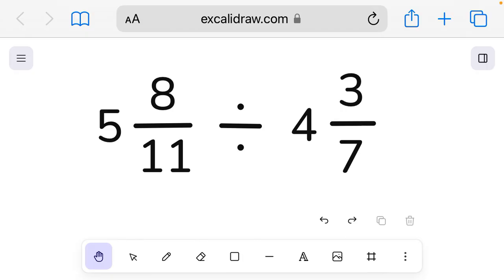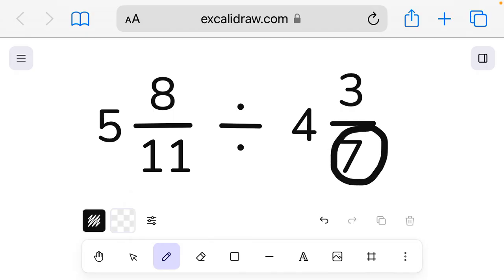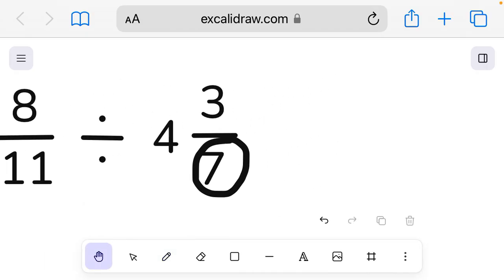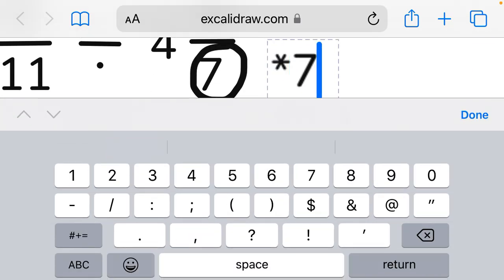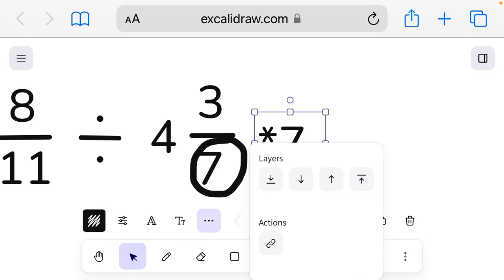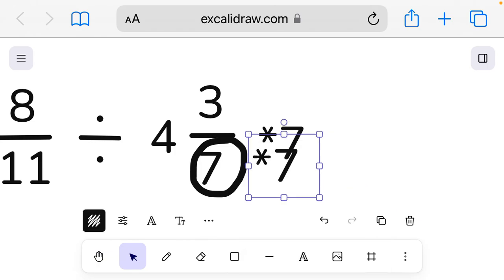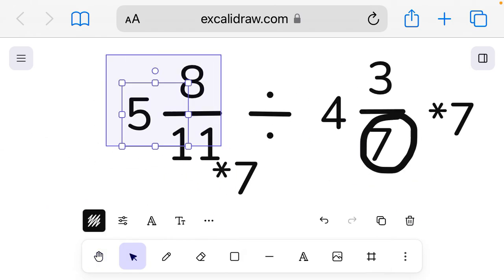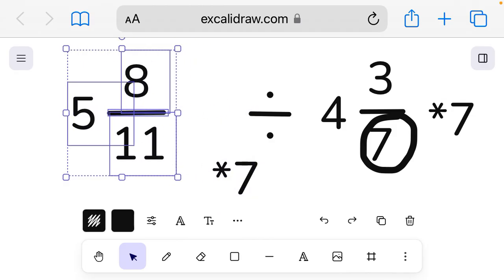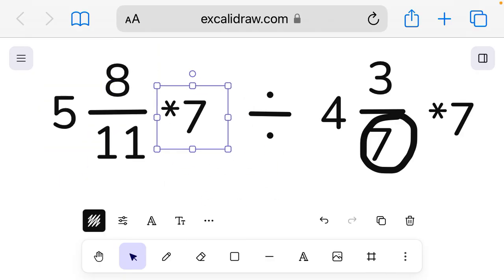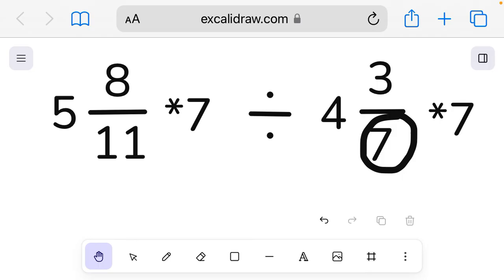3 over 7. The first thing you want to do is to multiply both of the fractions by 7. So all you want to do is multiply, you guessed it, by 7 here, and multiply by 7 on this side too. Make sure it applies to the whole mixed number, not just the fraction, nor only the whole number. It's always multiplied by the whole mixed number times that whole number.